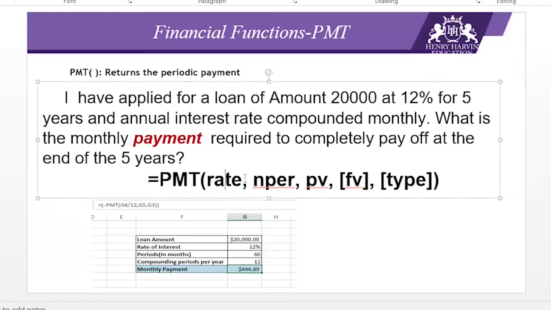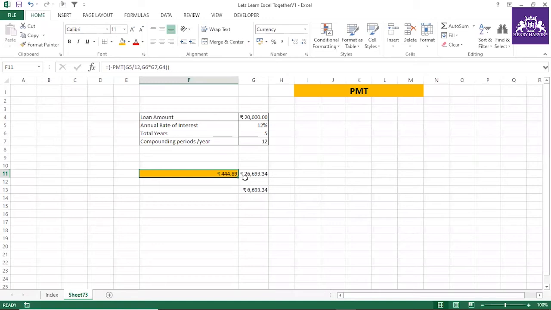So these are the arguments: rate, number of periods, principal value, future value, and type. Now let me tell you one more option here. By default, it is zero, and it will not impact the result at all. But if you mention one, you can see it impacts. So with 0 and 1, one means we are paying at the end of the month, and zero means we are paying at the beginning.